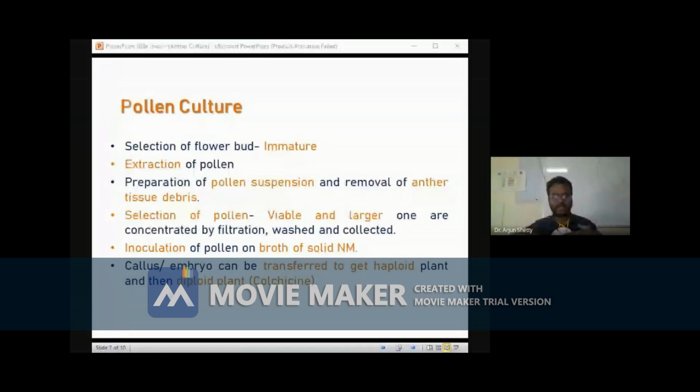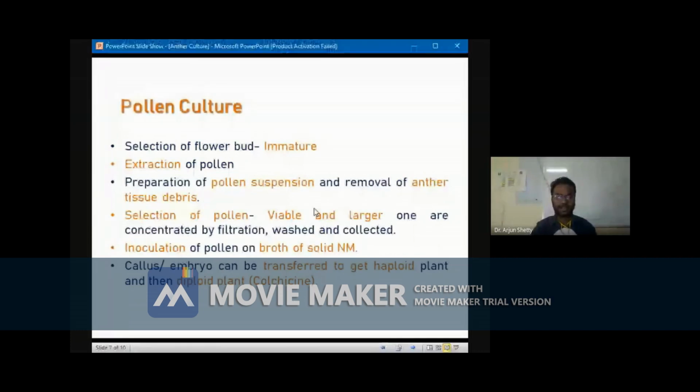These haploid plants, the cells of the particular plant produced from the pollen grain, each and every cell contains a haploid set of chromosomes. Now that haploid set of chromosomes can be doubled. It can be made dihaploid or diploid by treating those haploid cells with colchicine. Through colchicine, we can double the chromosomes and make them a diploid plant. Okay, now this is the anther culture and the pollen culture.